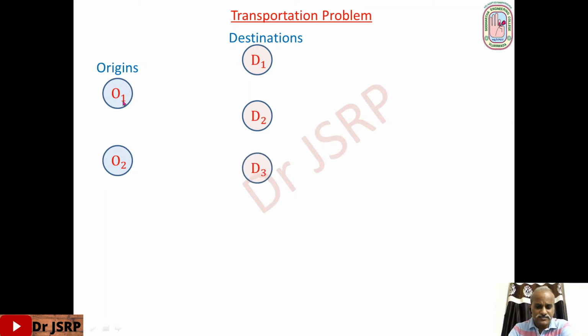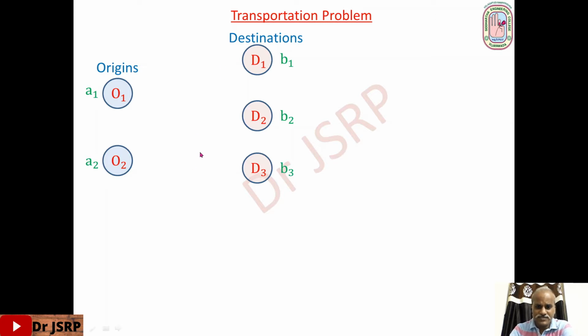At the first origin, the available amount is A1 units. At the second origin, the available amount is A2 units. At the first destination, the required amount is B1 units. At the second destination, the required amount is B2 units. At the third destination, the required amount is B3 units.